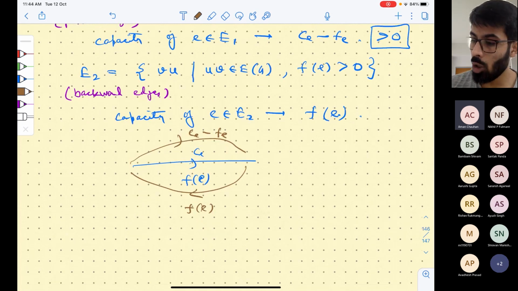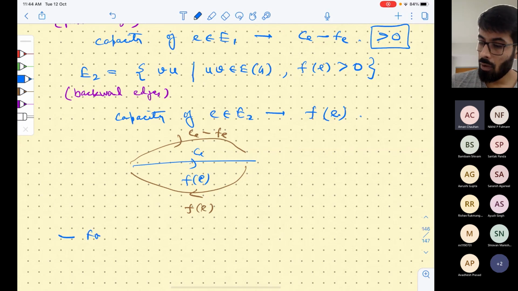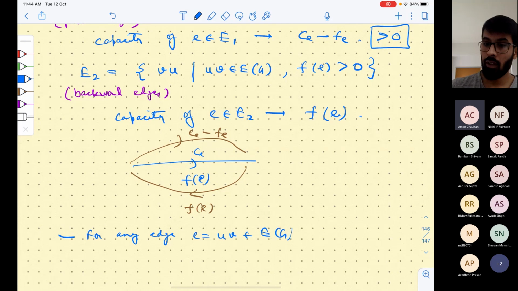So this also tells that for any edge e equal to UV belonging to E of G, it can result in two edges in GF.